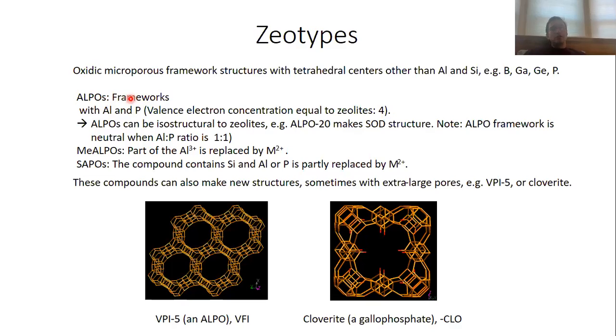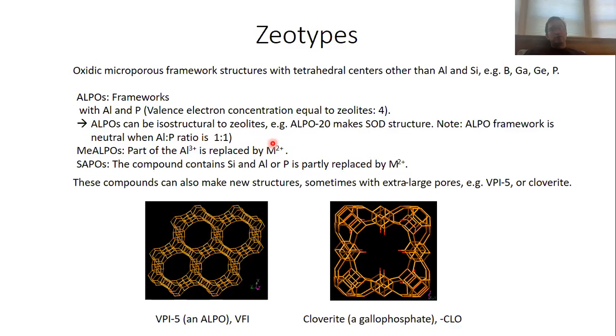Okay, so these ALPOs can be structural analogs to zeolites. For instance, ALPO 20 makes the sodalite structure, but they can also have different structures. What you can also do is replace part of the aluminum 3+ by a metal 2+. Then you have so-called MEALPOs, which are then anionic.